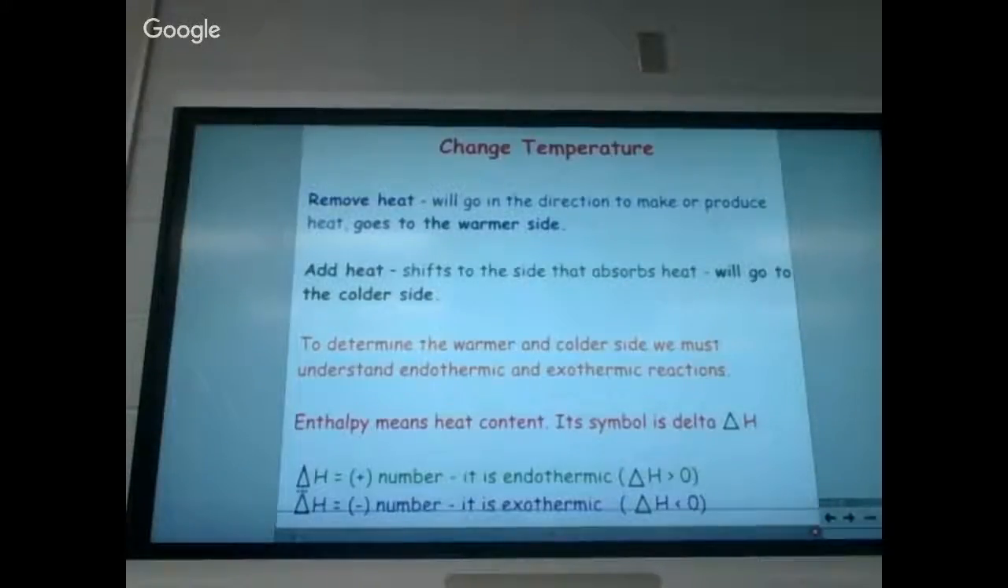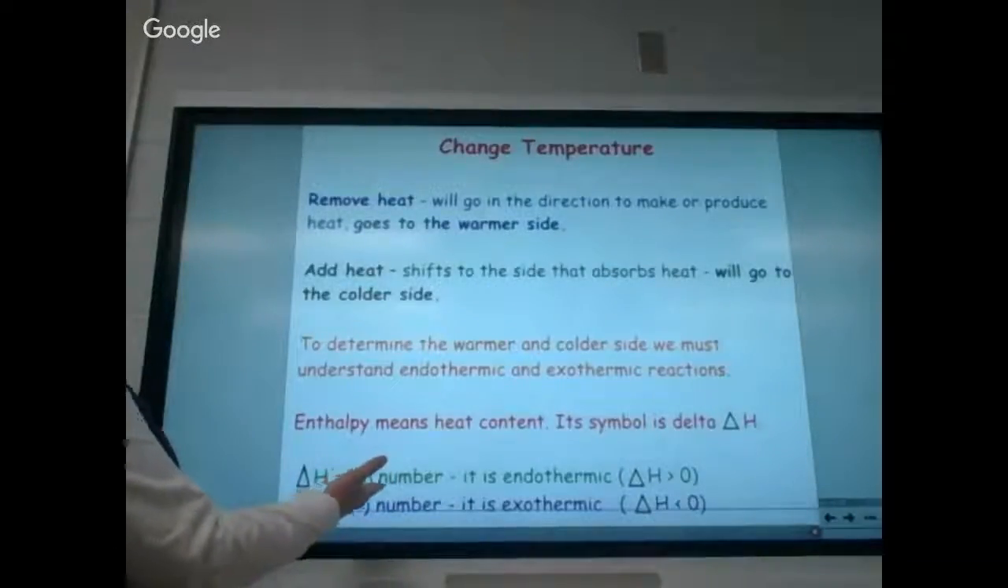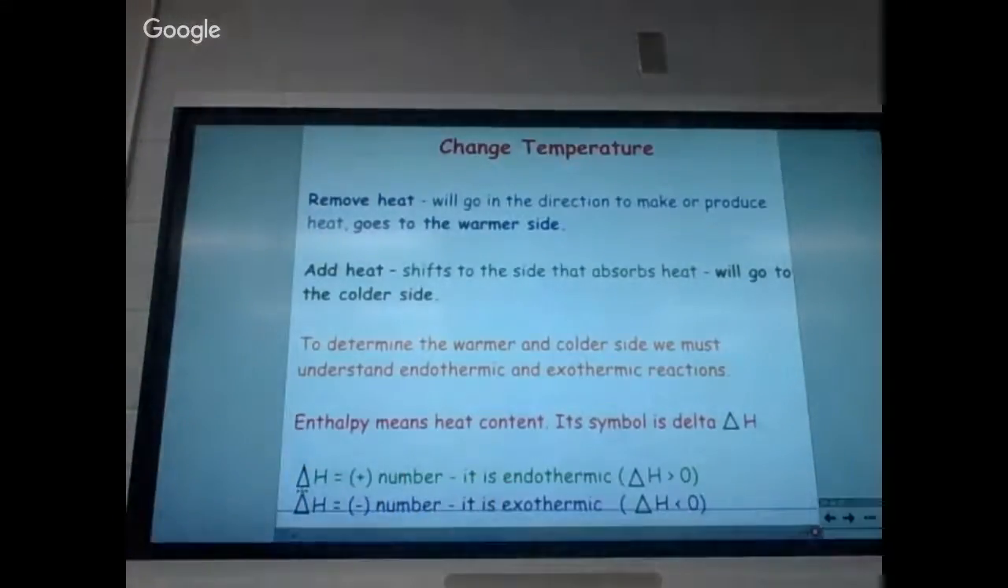Now, they can give you this information in one of two ways, okay? They can either flat out say delta H is a positive number. So if delta H is a positive number, it tells you it's what? Endothermic. Do you remember that? If you don't, write it down. If they tell you delta H is a negative number, then you should remember it's exothermic. If you don't remember that, write it down, okay?